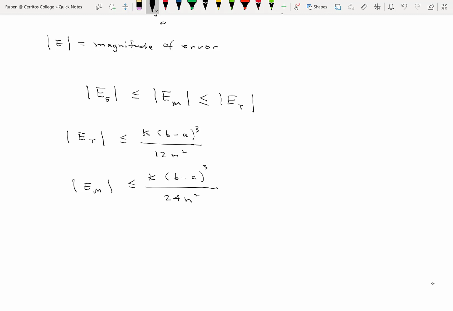Anyways, so the magnitude of the error. Back to the right hand side. These error estimates look very complicated, but really there's only one thing that's new in the right-hand sides of these things. We have k, we have b, we have a, we have n. The a and the b in these estimates are just the upper and lower limits of integration, and the n is just the number of subintervals that we're choosing to estimate our error. Okay, the k is the new thing.